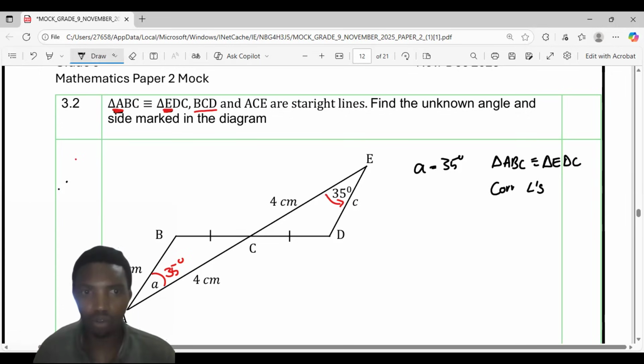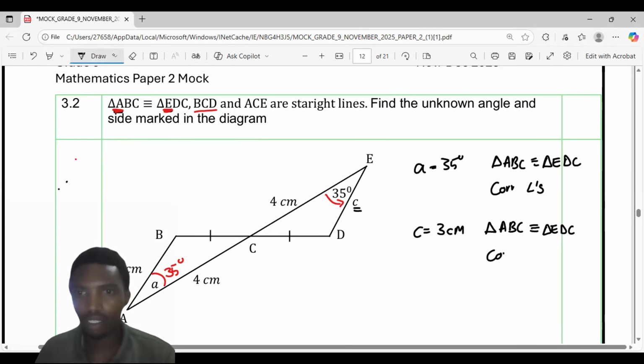Then we're going to look for C, because that's another side, the length. So the length there is how much? 3 centimeters. So C is equal to 3 centimeters. Our reason is that triangle ABC is congruent to triangle EDC. Therefore, they are corresponding sides.